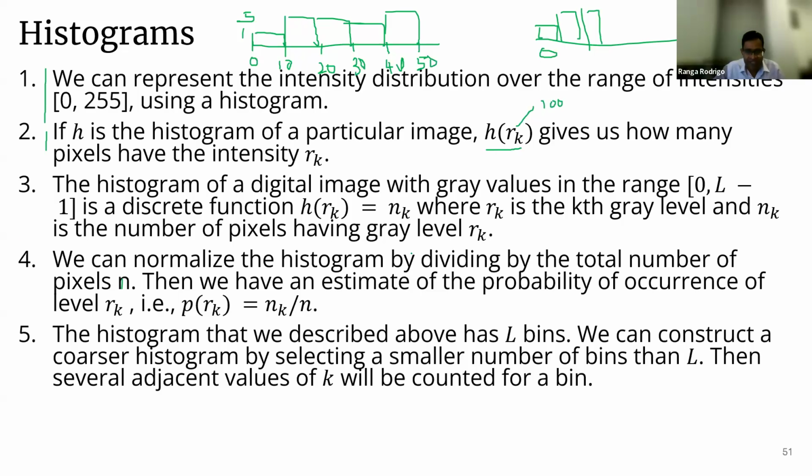The histogram of a digital image with gray values in the range of 0 to L-1 is the discrete function h(rk) = nk. nk is the number of pixels with intensity rk, where rk is the kth gray level and nk is the number of pixels having gray level rk. Okay, we can normalize this histogram by dividing by the total number of pixels, then it becomes a probability mass function. The histogram that we described here has L bins, but sometimes people decide to construct histograms with a smaller number of bins.